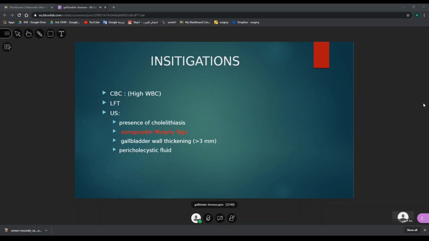Okay, so you will find a stone inside the gallbladder. You will find the patient has sonographic Murphy. Sonographic Murphy is a clinical Murphy, but with a probe of the ultrasound. So when the ultrasound technician has the probe and is doing the examination over the gallbladder, the patient stops taking inspiration. That means he has sonographic Murphy.